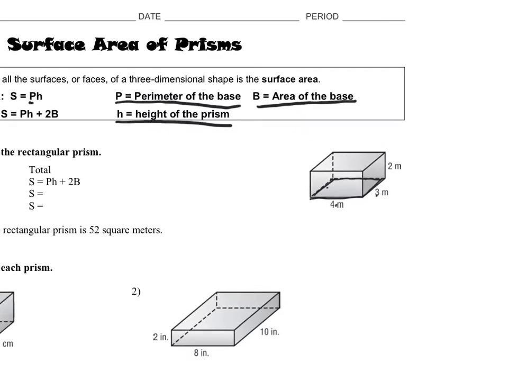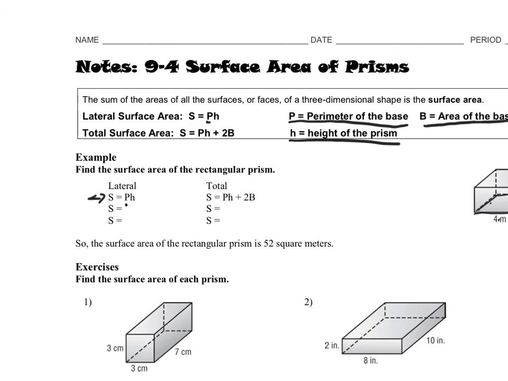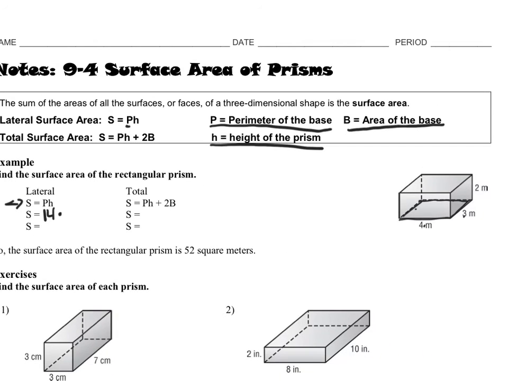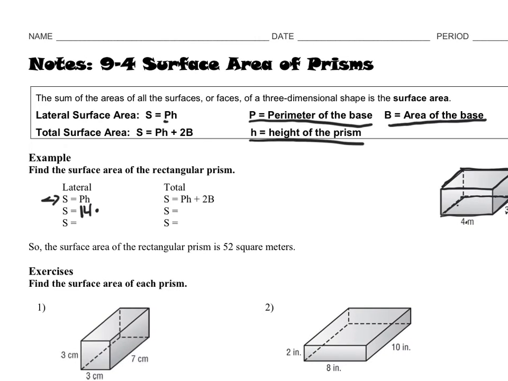Yes or no? Okay, so the perimeter of the base, 14, times the height of the prism. That is the height between your two bases. So if this is my base, this is my opposite base, the height is this piece right here. So the height is 2. 14 times 2 is 28. Perfect. So this is my lateral surface area.